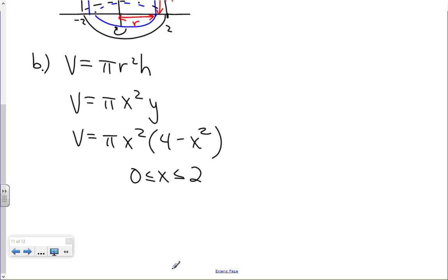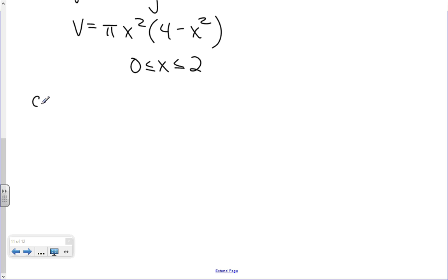All right, part C now says find the maximum volume the cylinder can have, and then find the radius of this maximum cylinder. For part C, we're going to grab our calculator to help us solve this. We want to maximize the volume. That's what we're trying to do. So let's punch that into our calculator.